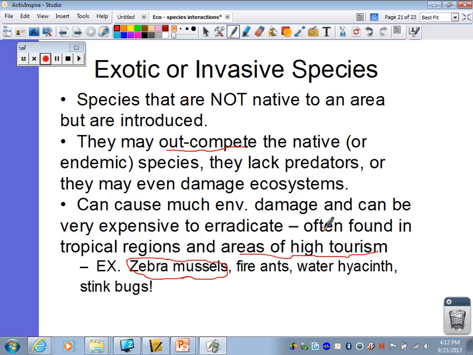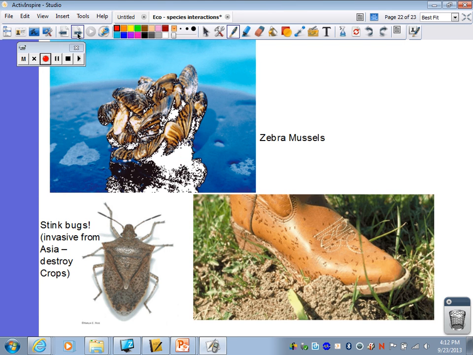Okay, so zebra mussels you guys will read about. Fire ants, I'll show you a picture on the next page. Water hyacinth is a plant. Stink bugs, they are invasive. We see those around here a lot. Okay, so there's your zebra mussels. Here's fire ants, and here's your stink bugs. They are invasive from Asia, and they've already seen a whole lot of issues with crops being destroyed by these guys. Okay, and they're just a recently invaded species.